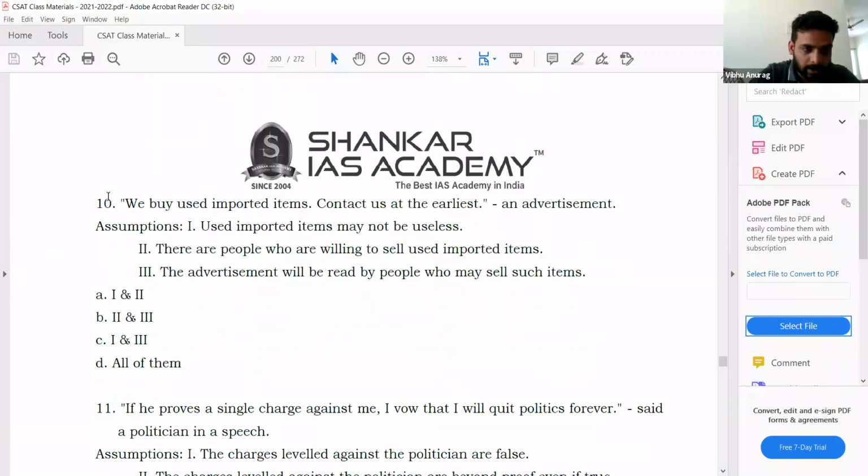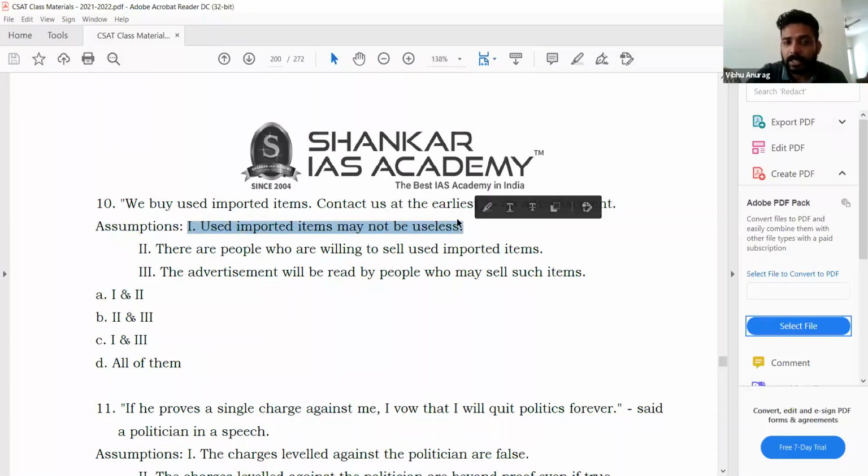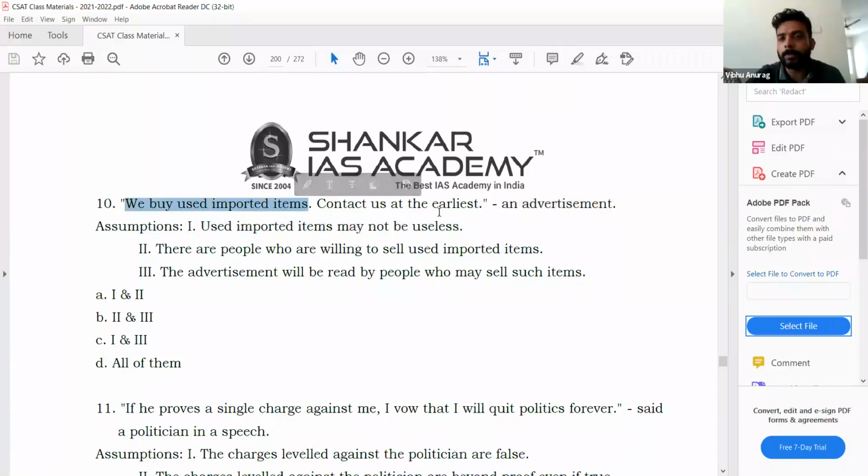Okay. Then see the 10th one. We buy used imported items. Contact us at the earliest. This is an advertisement. So what are the assumptions made by the advertiser? Number 1, used imported items may not be useless. This is true because they want to buy these items. So they will put it to some use, whatever, use it, sell it further, convert it into scrap, whatever it may be, we don't care. But an advertisement has been given that these people want to purchase used imported items. So yes, they believe that used imported items may not be useless. Correct.